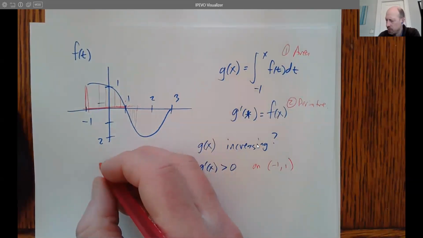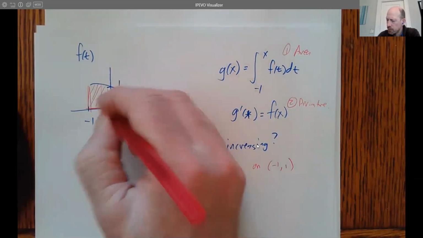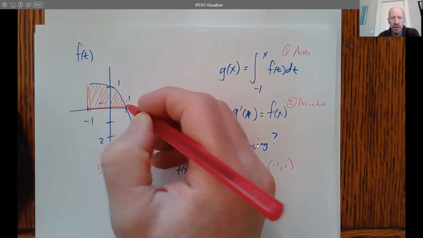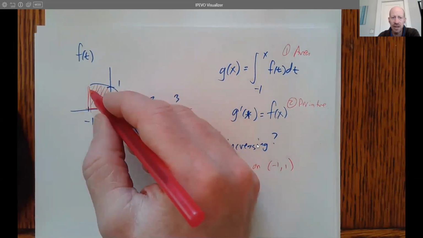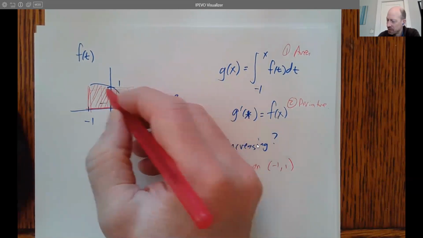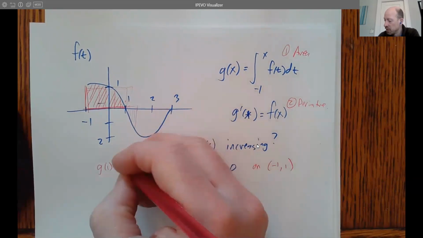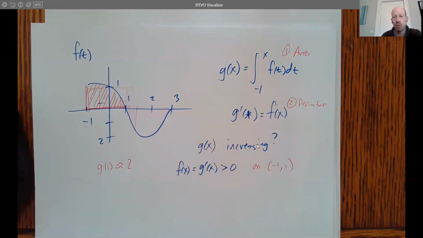for, say, g of 1, that would be all of this area. I would have to guesstimate that, right? I'd try and say, well, to me that looks like about 2 roughly. Maybe it's a little less than 2, but we're only able to estimate that value when we have a curve like that.